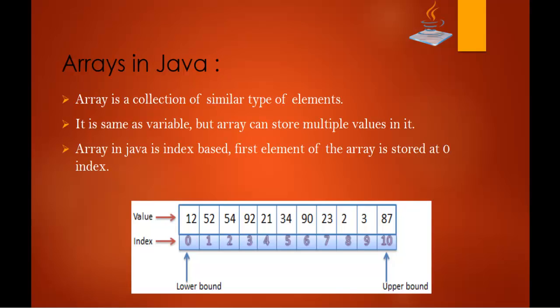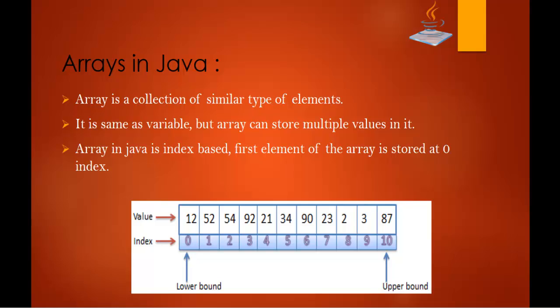So what is an array? Array is a collection of similar type of elements. It is same as a variable, but an array can store multiple values in it. In the sense, a variable can hold only one value at a time, but an array can hold multiple values of the same type at a time. That is the advantage of using an array.